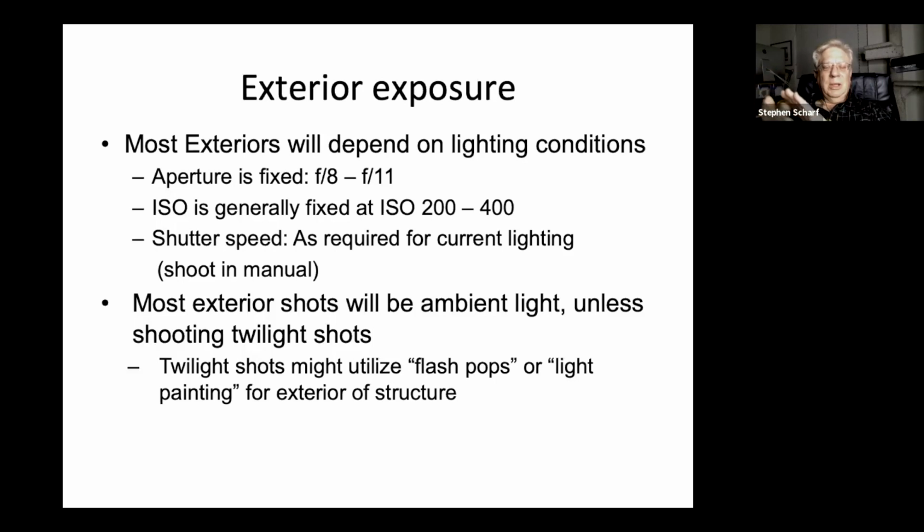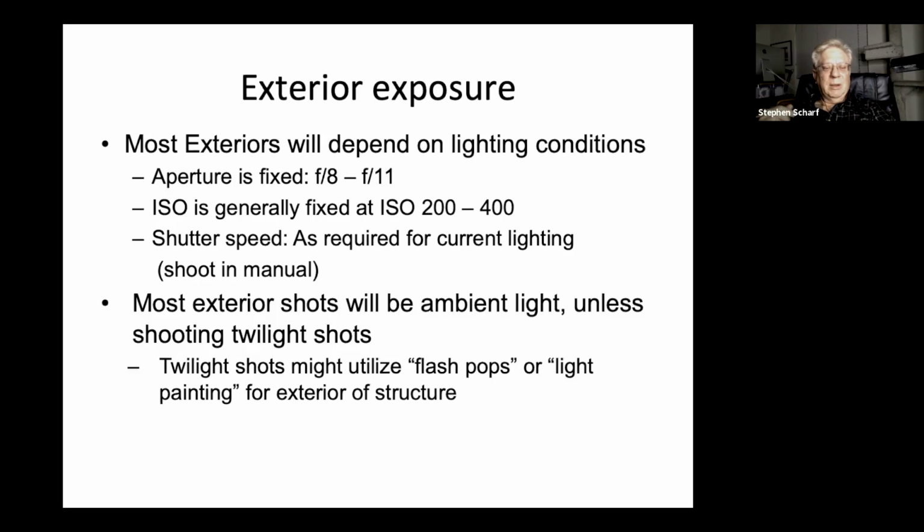There, again, you're going to be using ISO 200 or 400 typically, depending on your lighting. Your aperture, again, is going to be at f8, and you're going to use the shutter speed to get your exposure. You want the aperture to get your depth of field, your ISO to keep your noise levels down, and then most exterior shots are going to be ambient light, unless you're shooting twilight shots.